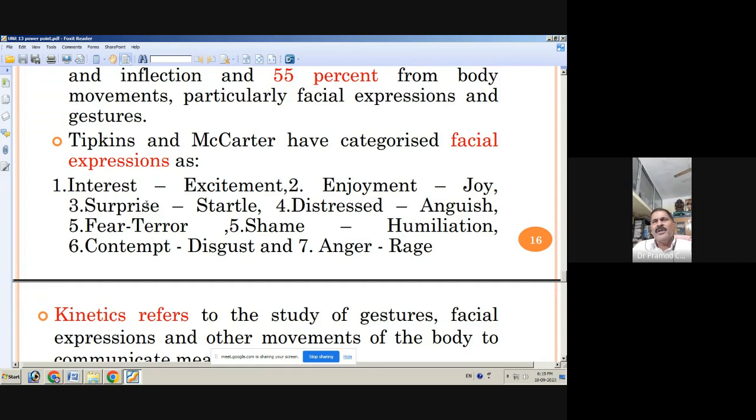If you are in fear, then automatically there will be the terror. If you feel shame, then the humiliation can also be marked. If you have contempt, then automatically you will feel disgust. If you are in anger, there will be rage, a feeling of violence. If you are angry, you will become violent if anybody says something.